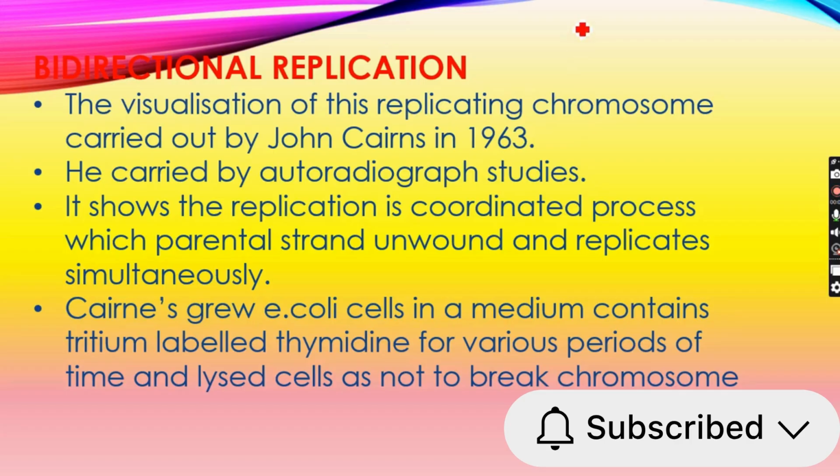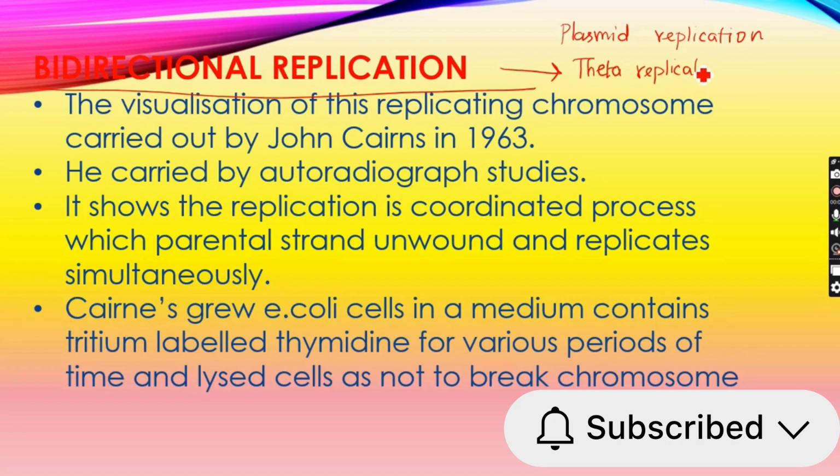Next, we are going to see how plasmid replication takes place. As we said, a replication origin is present. Plasmid replication takes place by bidirectional replication. It is also known as theta replication or Cairns replication, because bidirectional replication was first discovered by Cairns. So it is also known as Cairns replication.